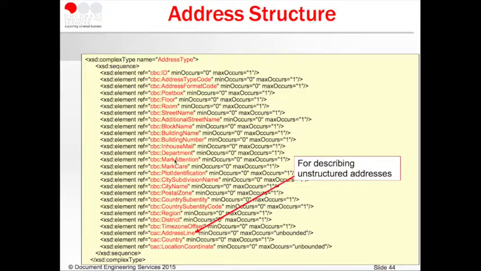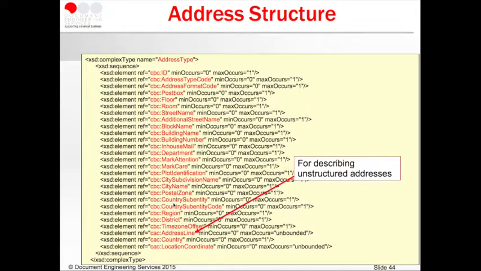I mentioned that parties contain information about locations and addresses, and it's worth having a look, because this is a very common structure, at the address type. So the address structure in UBL contains many of the things you'd expect to see: the postal details, rooms, street names, blocks, buildings, cities, subdivisions, postal zones, regions, countries.